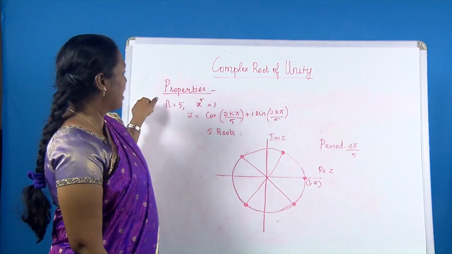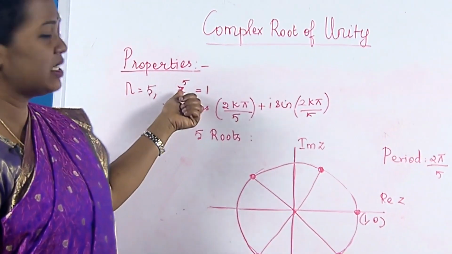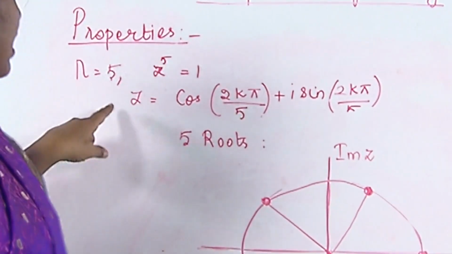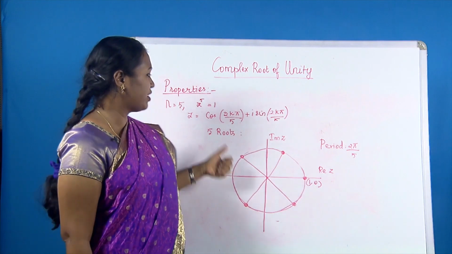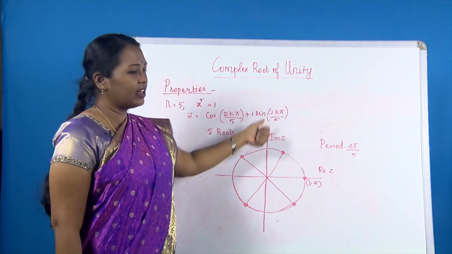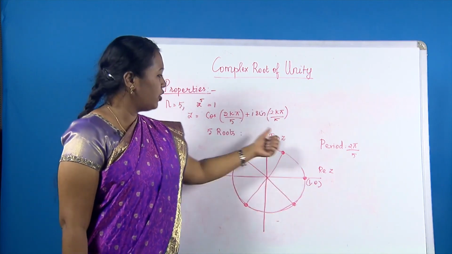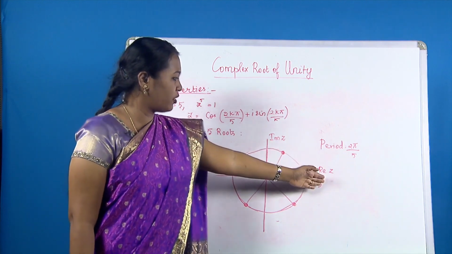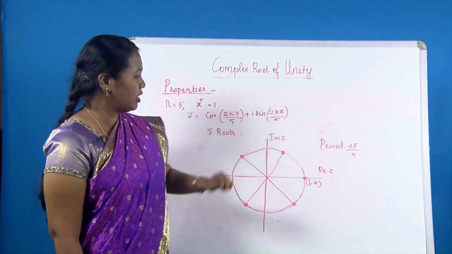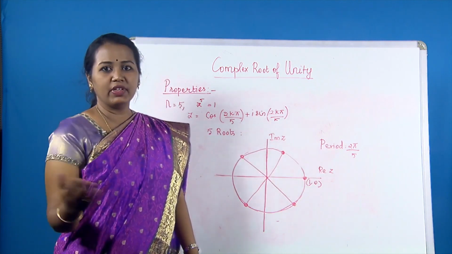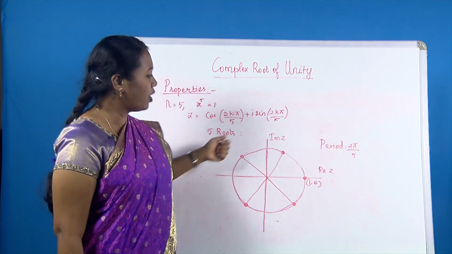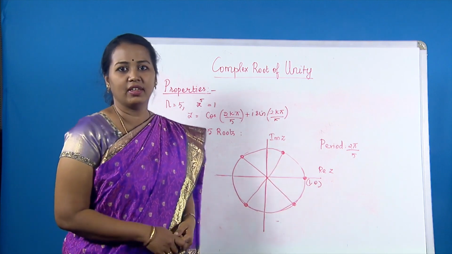Now, when n is equal to 5, it becomes Z power 5 is equal to 1, Z is equal to cos 2k pi by 5 plus I sin 2k pi by 5. There are going to be 5 roots. Once again, they are all going to be lying on the unit circle with the real part of Z being here and the imaginary part of Z being here, and the period being 2 pi by 5. You can even take it as an exercise to verify what the roots lying on the unit circle are.